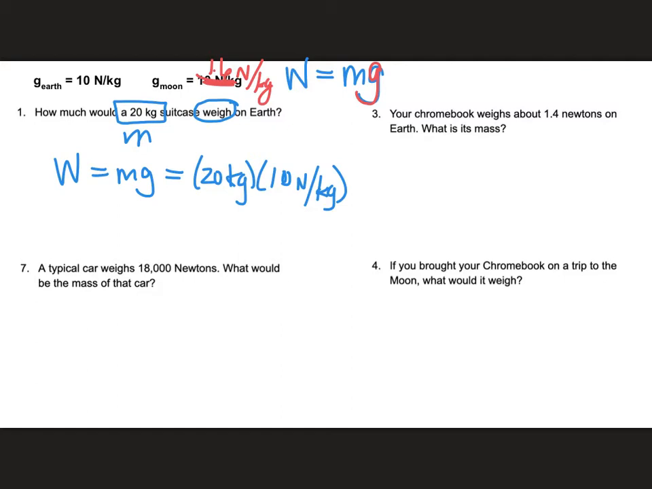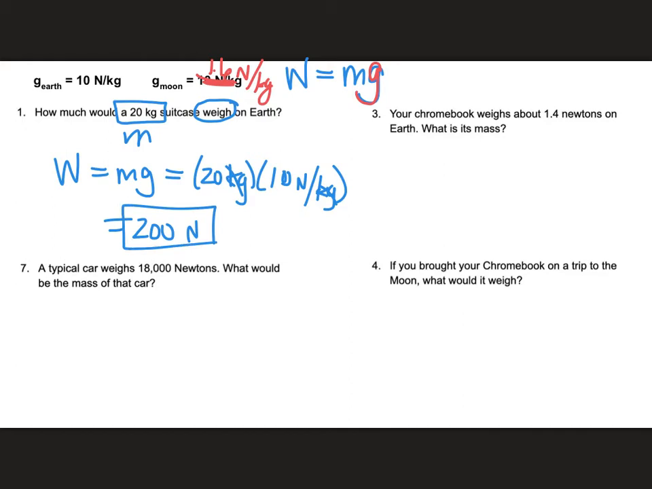All right, back to our problem. So the suitcase has a mass of 20 kilograms. The gravitational strength is 10 newtons per kilogram. Notice the kilograms cancel out. And so when we multiply 20 times 10, we get a value in newtons. That is the weight of this suitcase.